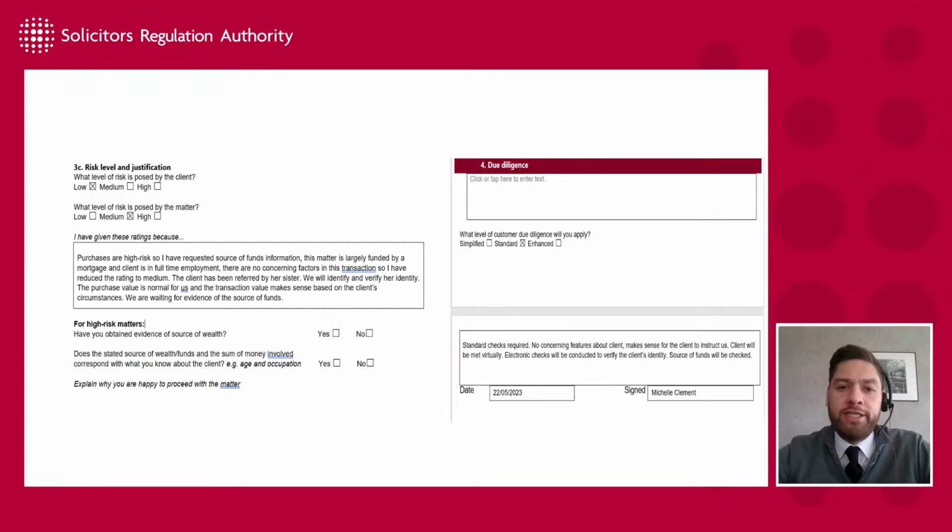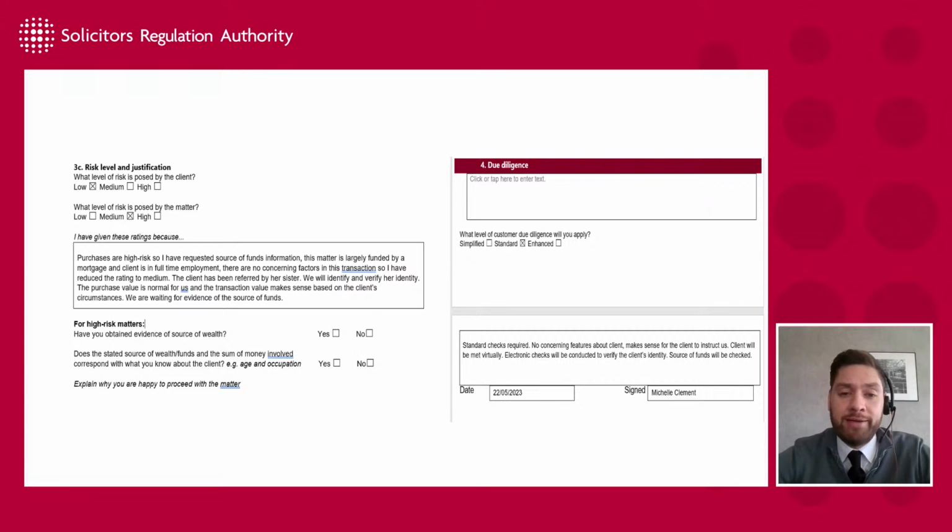So sections 3C and 4 are perhaps the most important part of your risk assessment, as these outline the risk level of both the client and the matter, as well as the level of client due diligence that you plan to apply, i.e. simplified, standard or enhanced. Now, one of the most common feedback areas we provide to firms when reviewing files on site is that the person who's carried out the risk assessment has failed to record their rationale around how and why they've arrived at the overall risk rating.